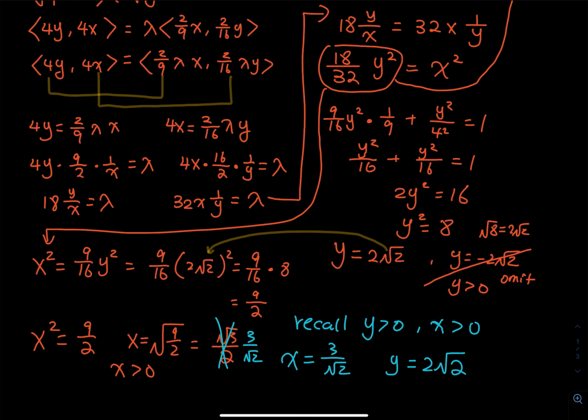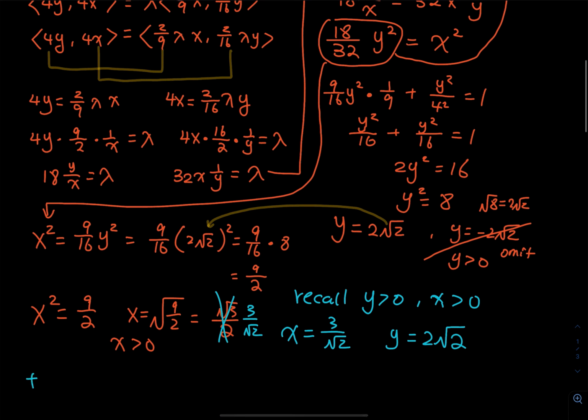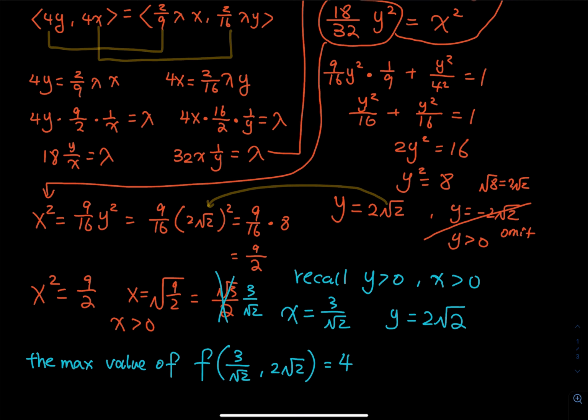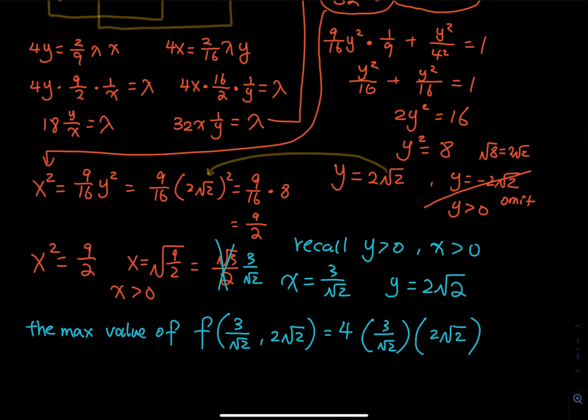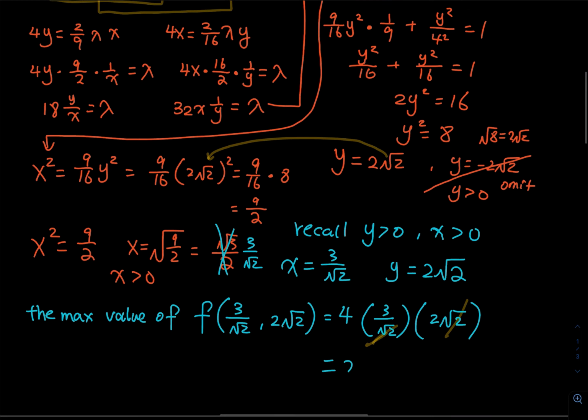y equals 2 root 2, and then the maximum value of the function is f, when x equals 3 over root 2 and y equals 2 root 2. All you have to do is 4 times x times y. x is 3 over root 2, and y is 2 root 2, and I can see that the root 2 is cancelled, right? And then 4 times 3 is 12, 12 times 2 is 24. So the maximum value is equal to 24. Hey, what does that mean?